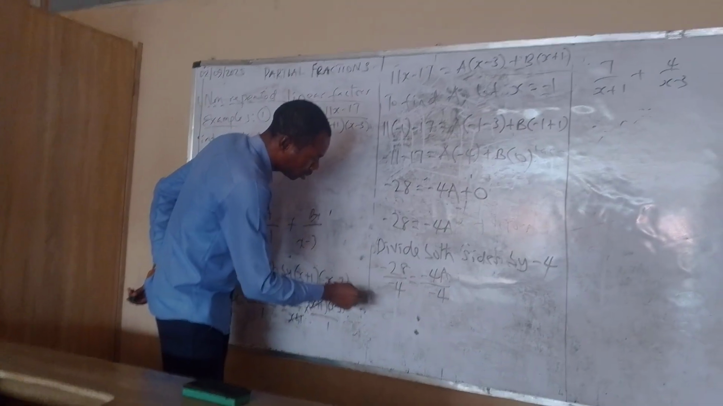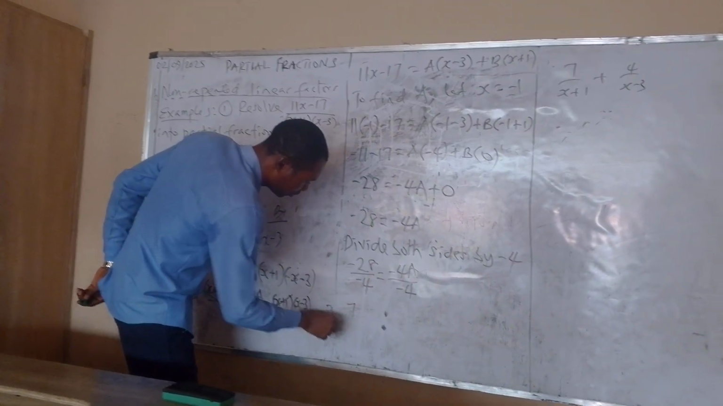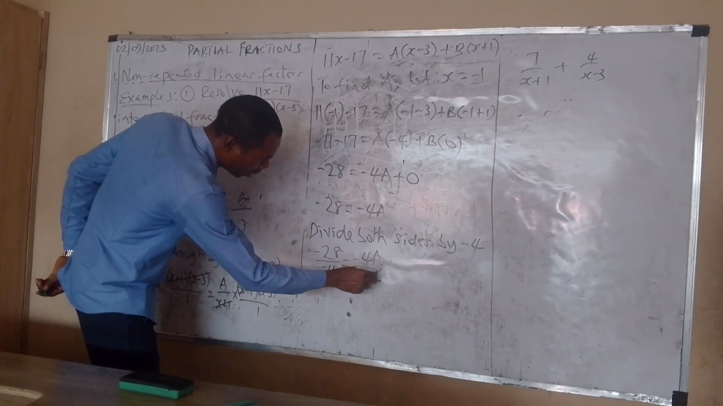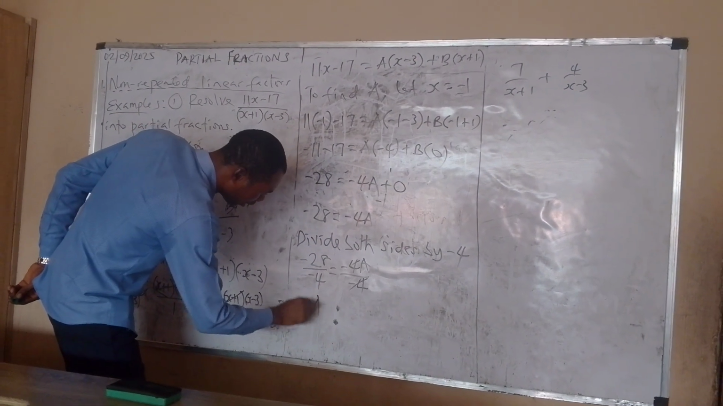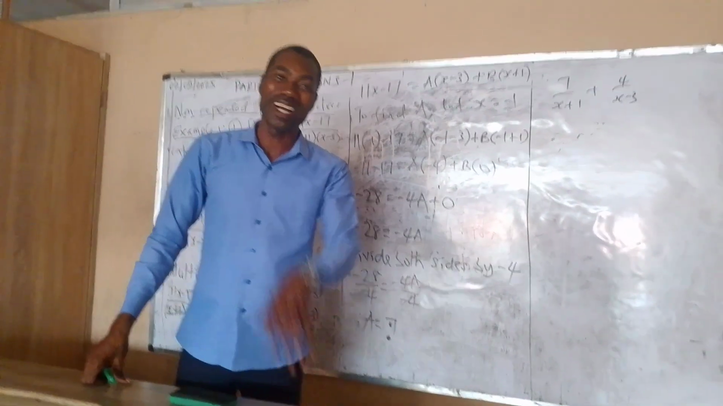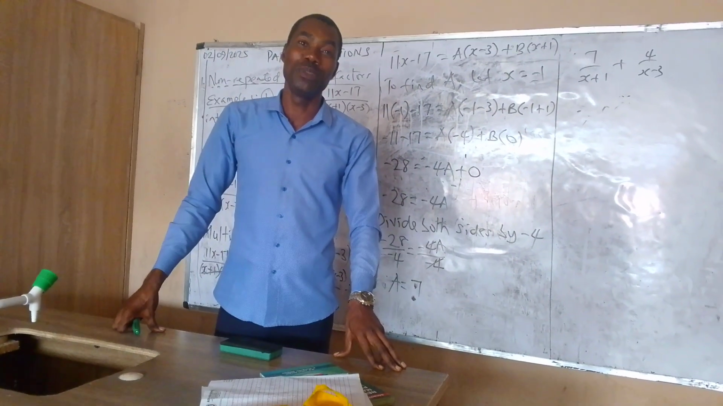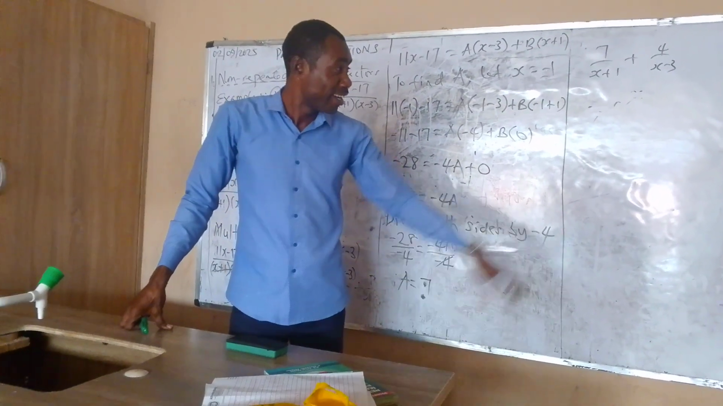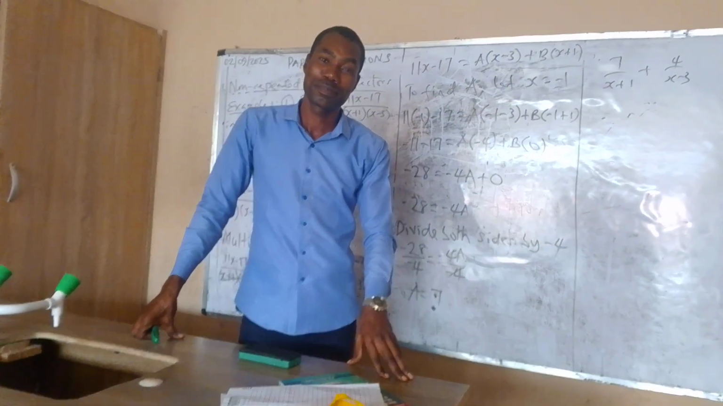And also cancel minus. 4 into 28 is 7. Okay, let me do this one first. Minus 4 cancels minus 4, leaving a. That will give me 7. So our a is 7. We have found the value of a. And if you check, our first one there is 7.